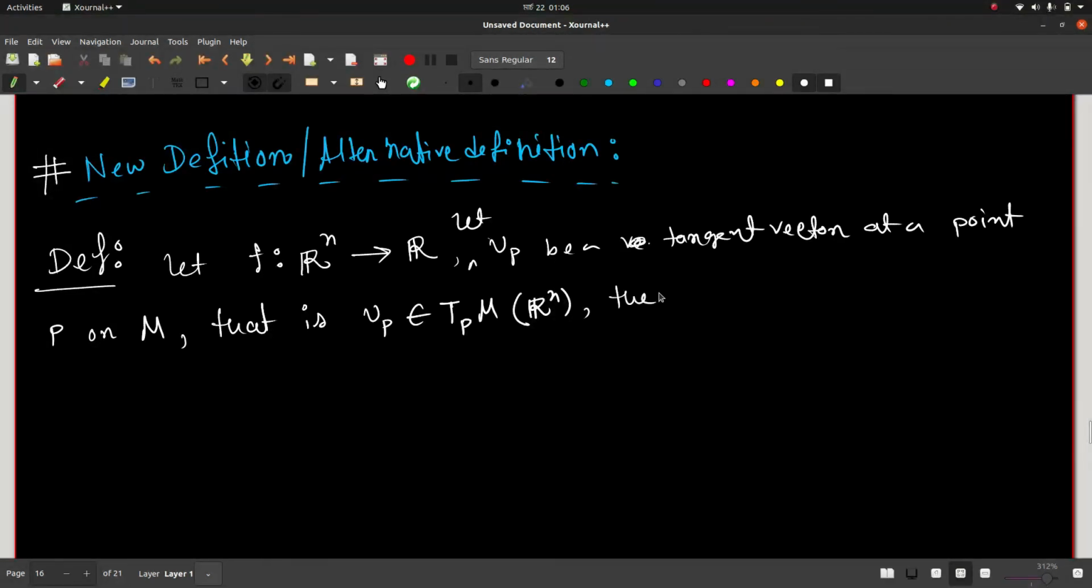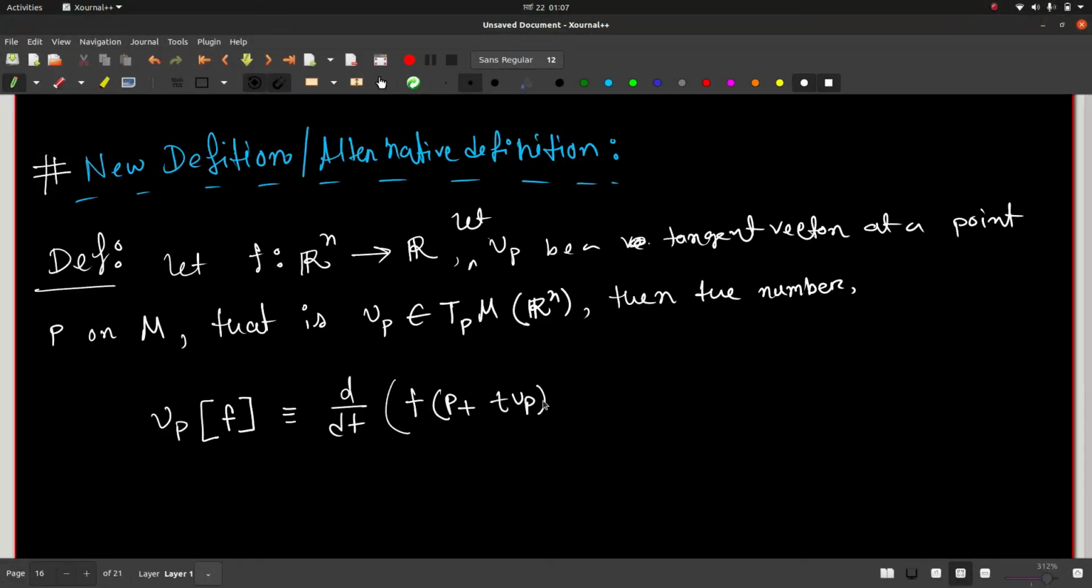If this is true, then the number which is defined as Vp acting on the function, which is defined as this number, is our directional derivative. Now you can already see that on the right side we have the same thing that we saw from the definition of the vector calculus itself. So you might think, okay, why are we doing this if we already know that this definition is there, right? There is another reason for doing it, and you will see why.